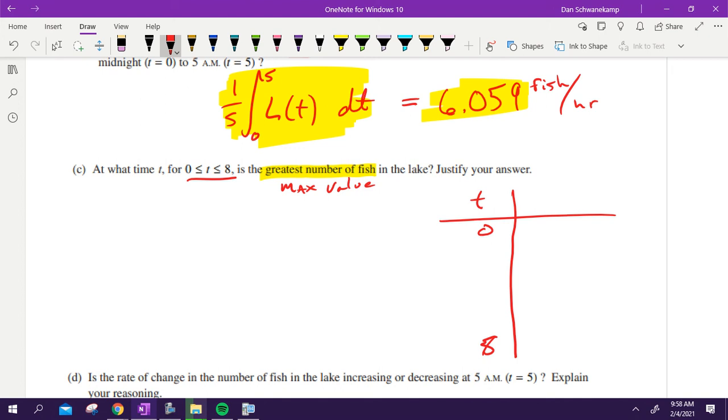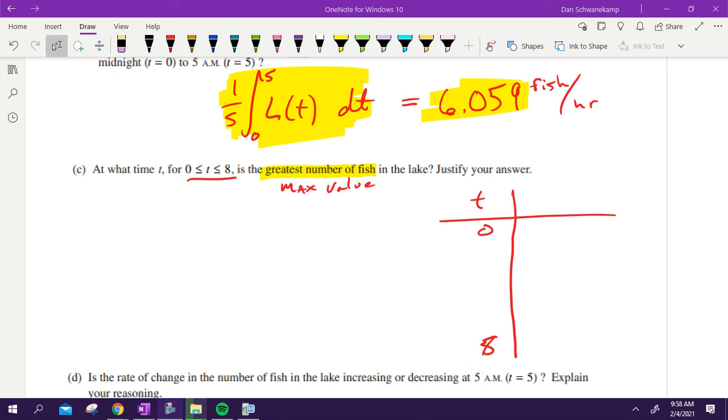Critical values are when the derivative, or for this problem, where the rate is 0. Where the rate is 0. The rate of fish in the lake. How can I figure out the rate of fish that are actually in the lake? Talk with your neighbor for a second. Come up with an answer.